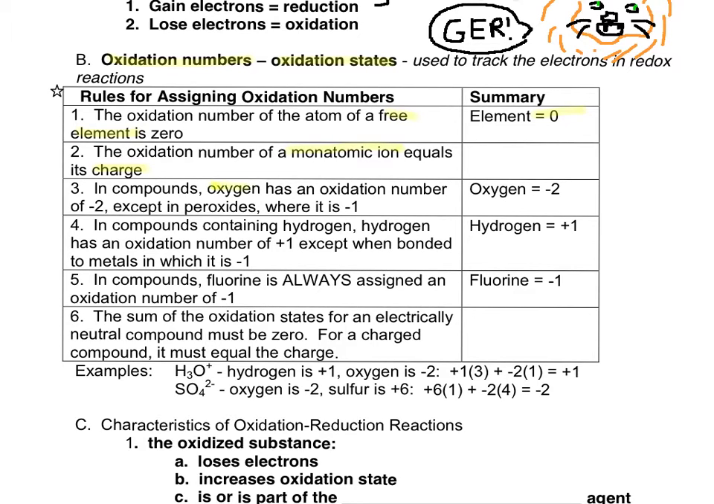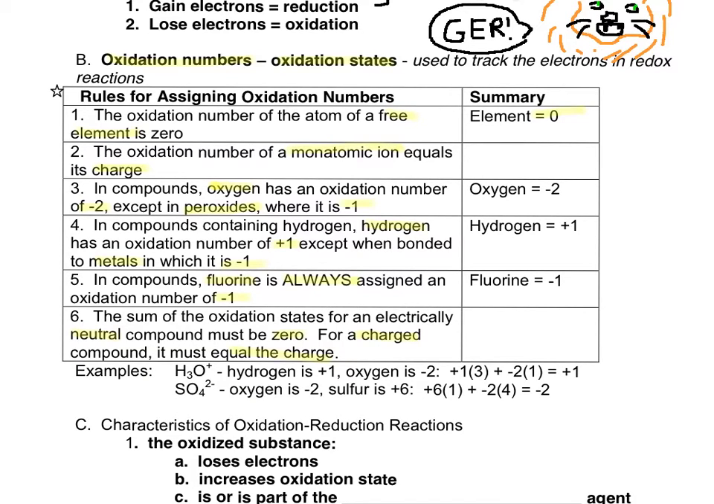Oxygen is almost always -2, unless you have a peroxide like hydrogen peroxide, then it's -1. Hydrogen is almost always +1, unless it's bonded with a metal, in which case it's -1. Fluorine is always -1, and the oxidation states of neutral compounds have to be 0. The oxidation states for charged compounds, polyatomic ions, must equal the charge.